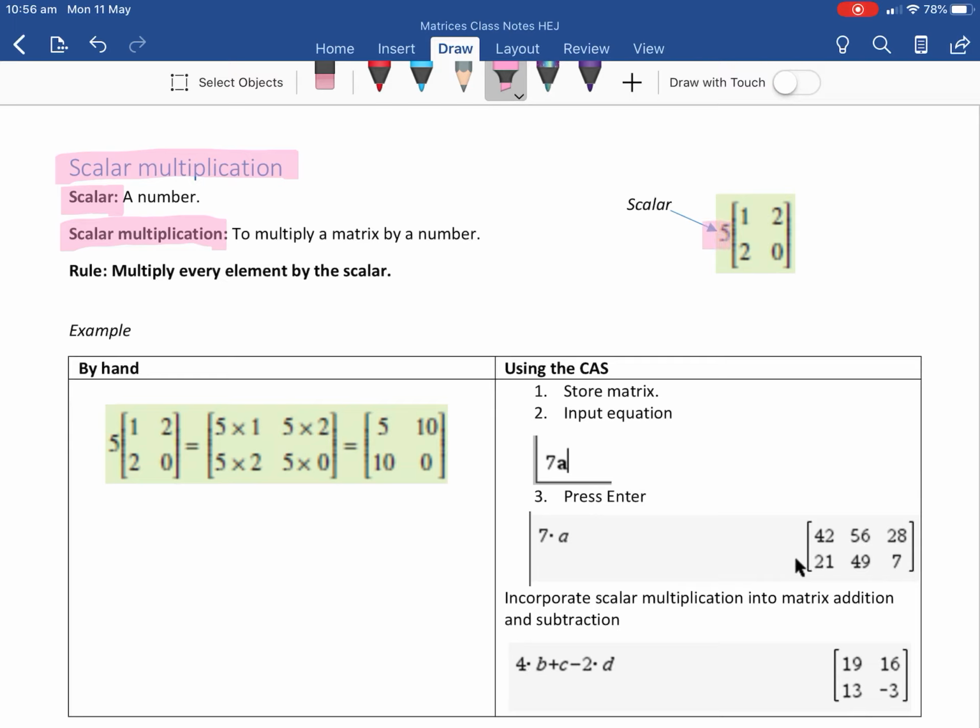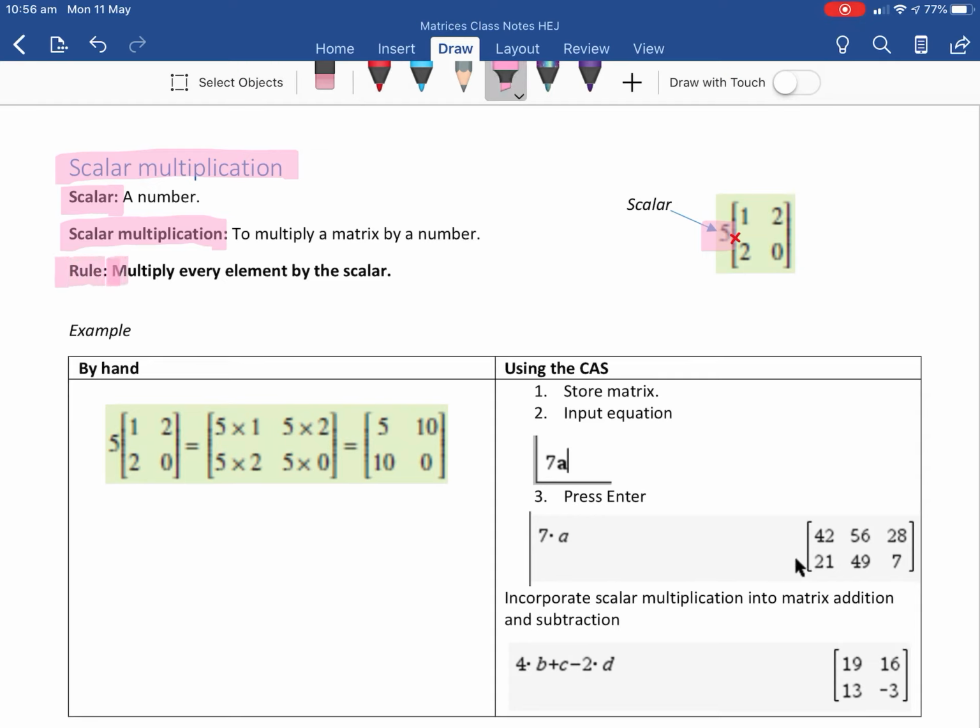So like this, your scalar number here is 5, and you're multiplying the matrix, so it's right next to the 5. It's kind of like in algebra, when you've got a number next to a letter, it means multiply. So that means there's a multiply here.